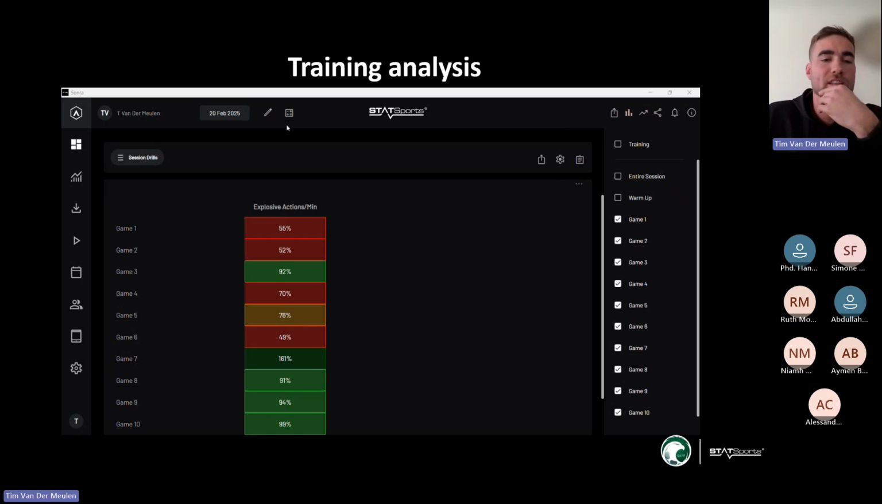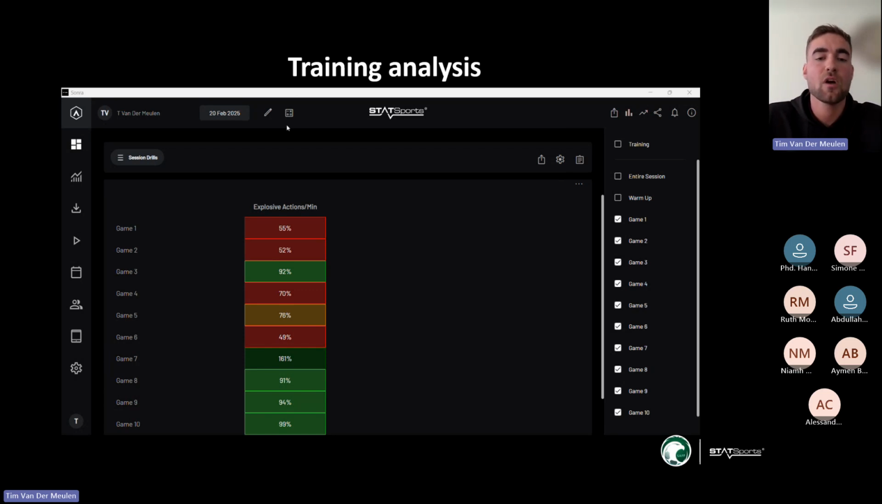If we then go to the next level within the session drills dashboard, this specific example focused on 10 different games of 7v7 based on a duration of 4 minutes. And because of these 7v7 games, where the pitch size was a bit smaller than the normal 11v11, we had a focus on the explosive actions per minute. And the explosive actions per minute is a custom metric.